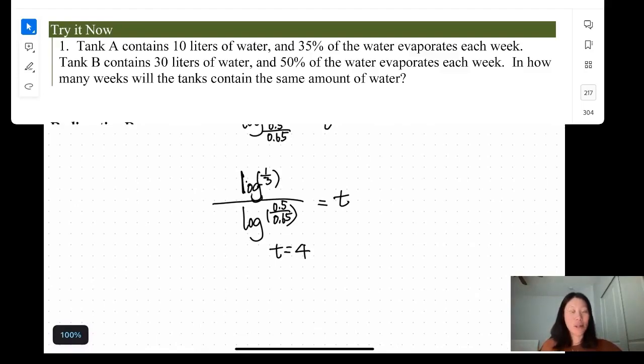All right, that's one of the applications of our logarithm and exponential functions. Next time we'll talk about half-life and doubling time, which is very interesting in the biology field.